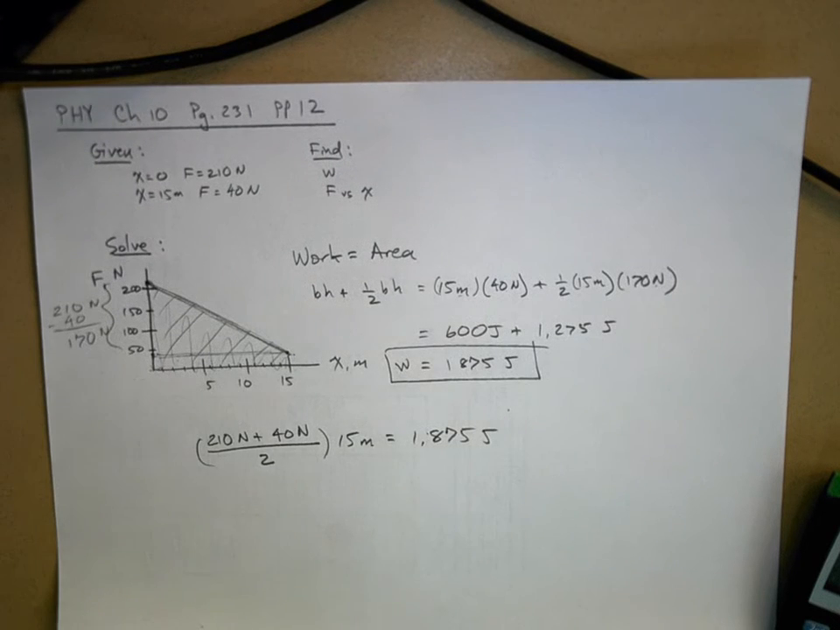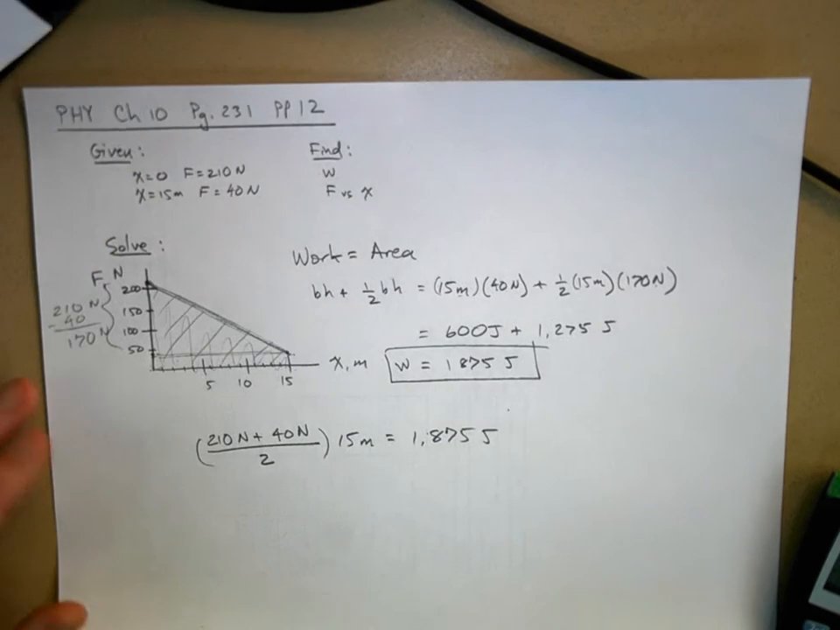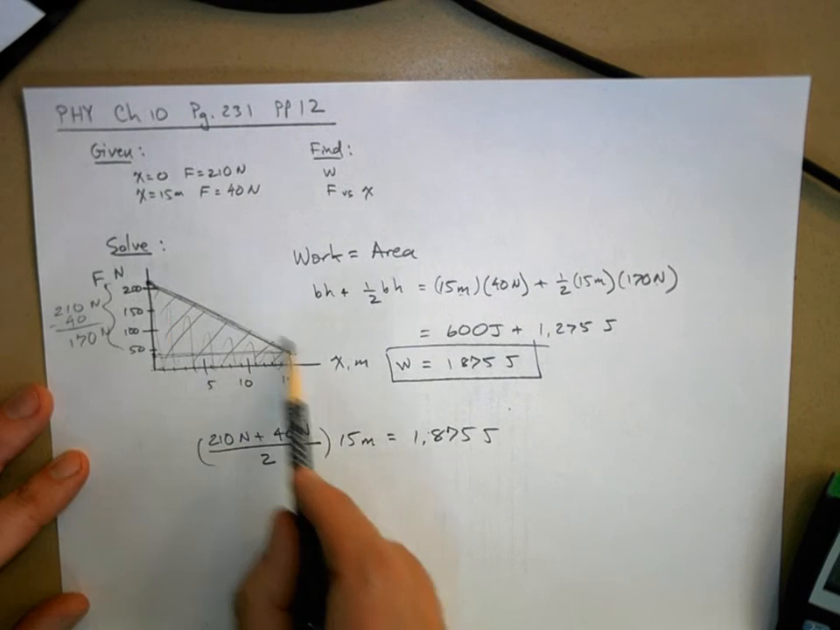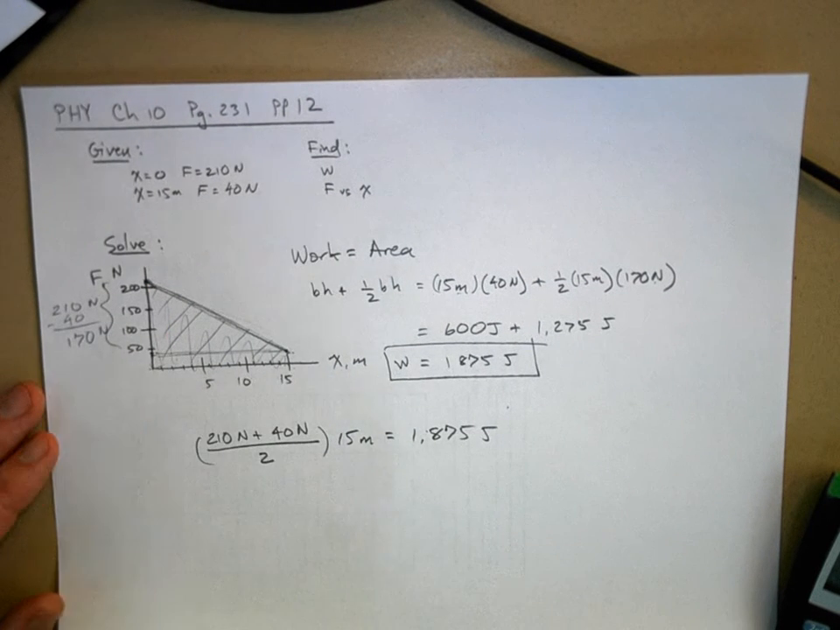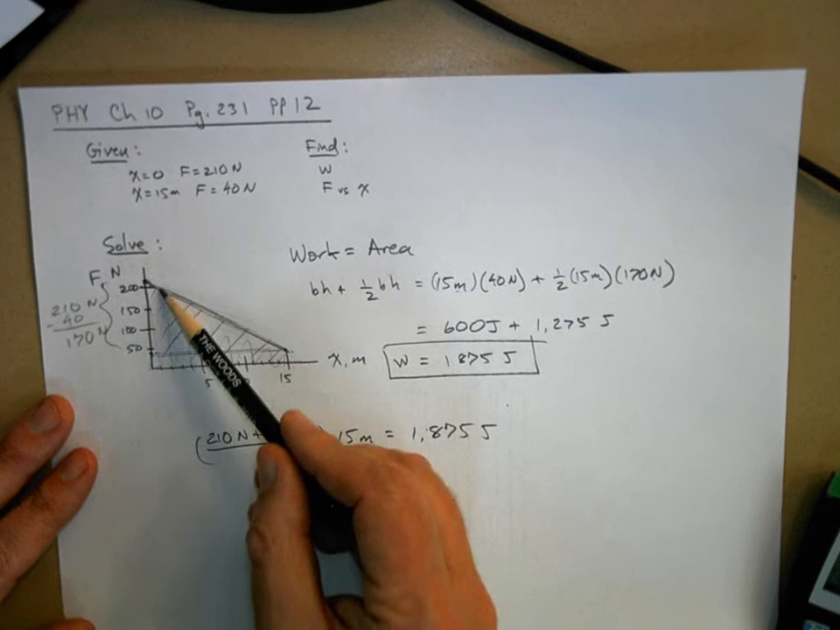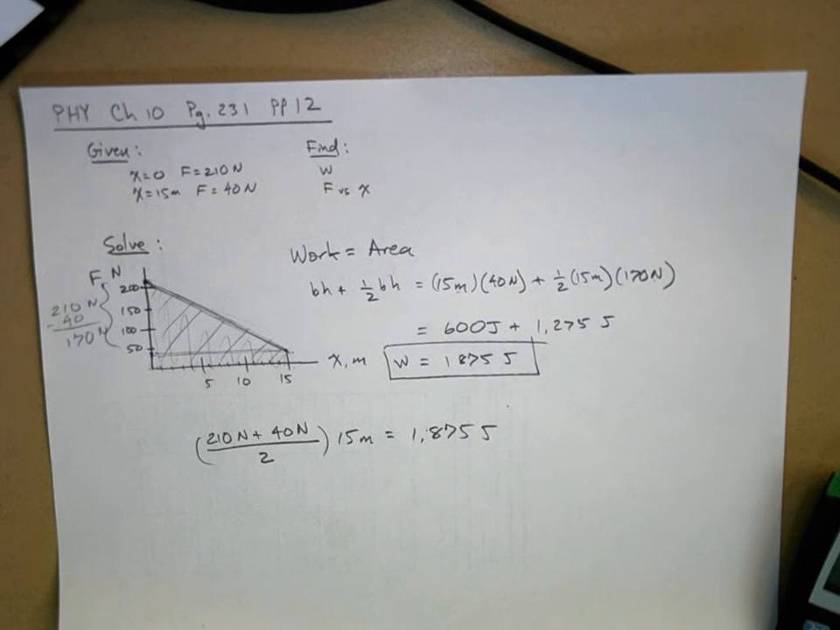Okay, so what's the big idea here? The big idea is if you have a force that varies with position, you can figure out how much work is done by that force by calculating the area underneath that graph. And that's what we did here. So any questions?